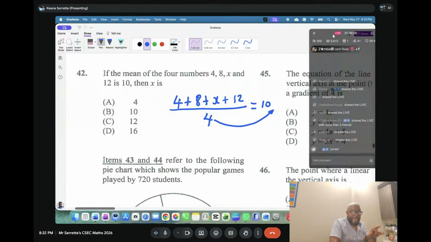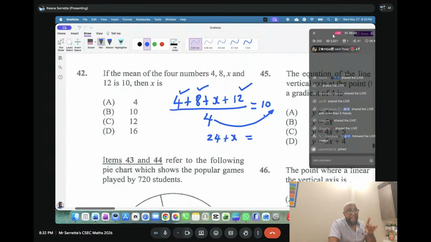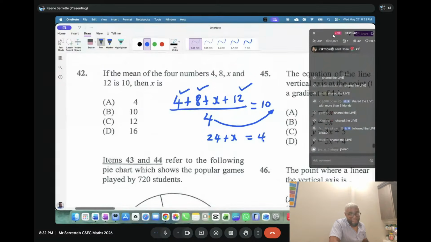Right, and then let's add these numbers. You're adding 4 plus 8 plus 12. That'll give me what? 24? 24 plus x is equal to 10 multiplied by 4, which is 40. When you carry 24 here, what do we do with it? 40 minus 24, which will be what? 16?